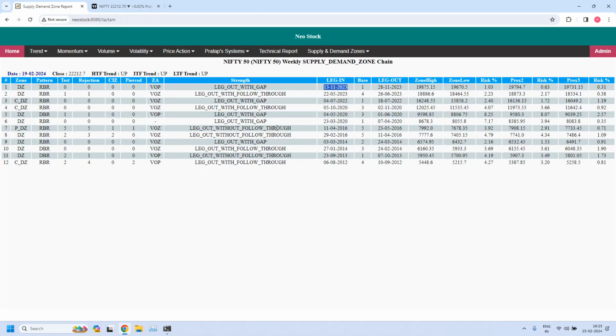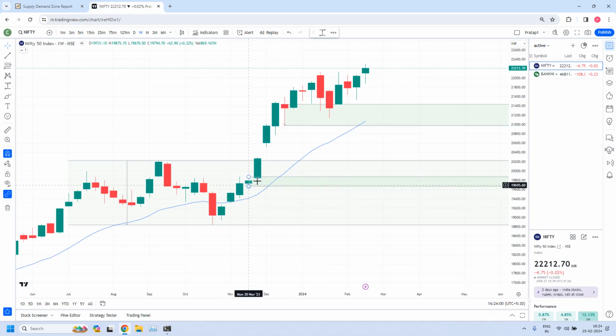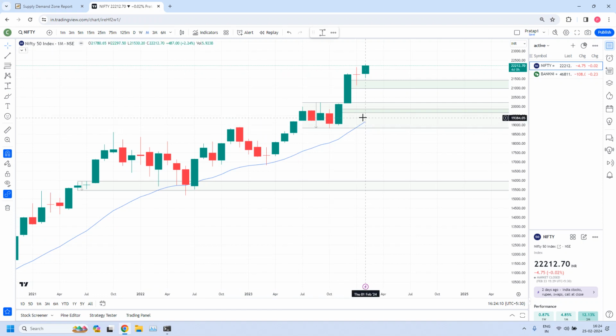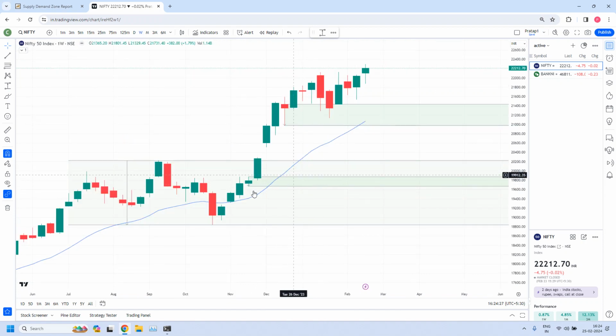According to our supply demand zone chain, the zone we have drawn is here. This is the zone within the quarterly zone. This is the quarterly zone, and this is within the quarterly zone. And moreover, if you look into the monthly time frame, here monthly EMA confluence is there. So probably after some days, this weekly zone we have drawn inside this will get monthly EMA confluence. But this is weekly EMA confluence in this zone.